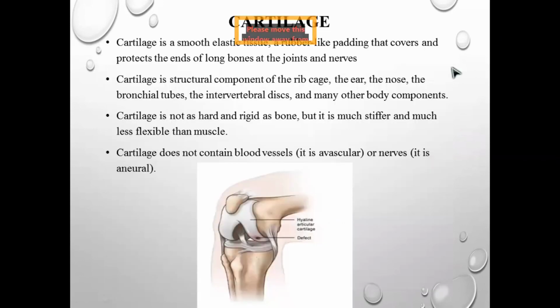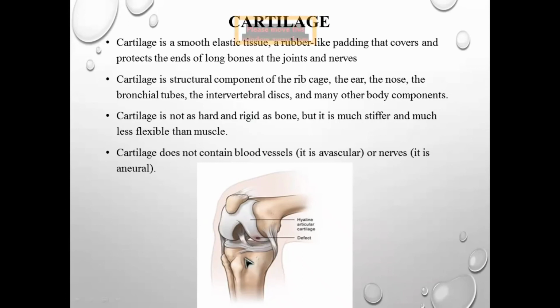Right. Next we're going to see about the cartilage. Cartilage is a smooth elastic tissue, a rubber-like padding that covers and protects the ends of the long bone at the joints. Okay, so cartilage, you can see in the diagram, there is a white color which is called cartilage. This is going to be tendons. The cartilage always will be with the help of the tendons, and this cartilage is called hyaline articular cartilage, which reduces the friction. The main purpose of the cartilage is to reduce the friction and help in the fast movement of your body while walking, while running, everything else.